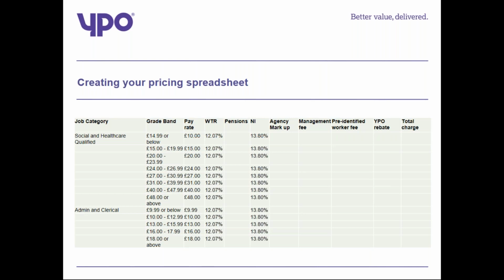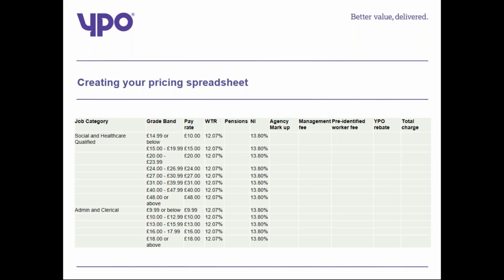So the areas that I would include, the key thing is to have an understanding of the job categories that you cover in your organisation. You should be able to get this from your current provider, and you should also be able to get the pay bands that you're currently working in, and it's key to have these broken down.